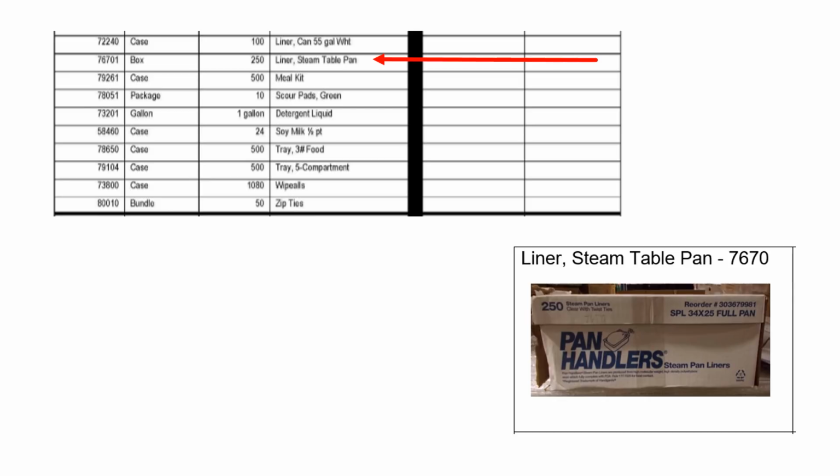There are 250 liners in a box, so a box will last a while. Order more pan liners when your box is running low.